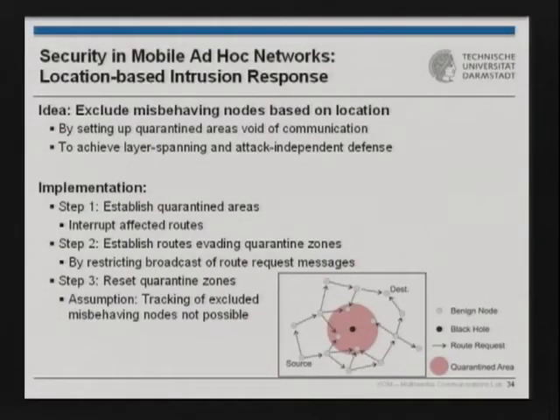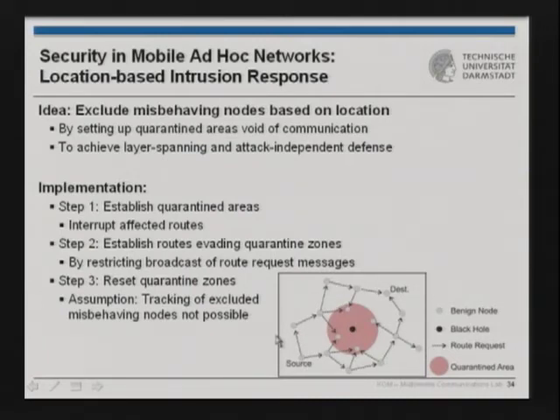So we said, okay, let's try it the other way around. Let's try some location-based intrusion response. And the idea is quite simple. We set up quarantined areas. If we detect misbehavior in a network, we define a quarantined area where the misbehavior happens. And this is, in fact, a three-step process. First, we have to establish these quarantined areas and interrupt routes that are affected, so that cross these quarantined areas. Second step, we have to establish routes that do not cross these quarantined areas. And for AODV, we do this just by restricting the broadcast of a route request message. So every node located within a quarantined area is not allowed to relay route request messages. And with this, the route established will just go around the quarantined areas.